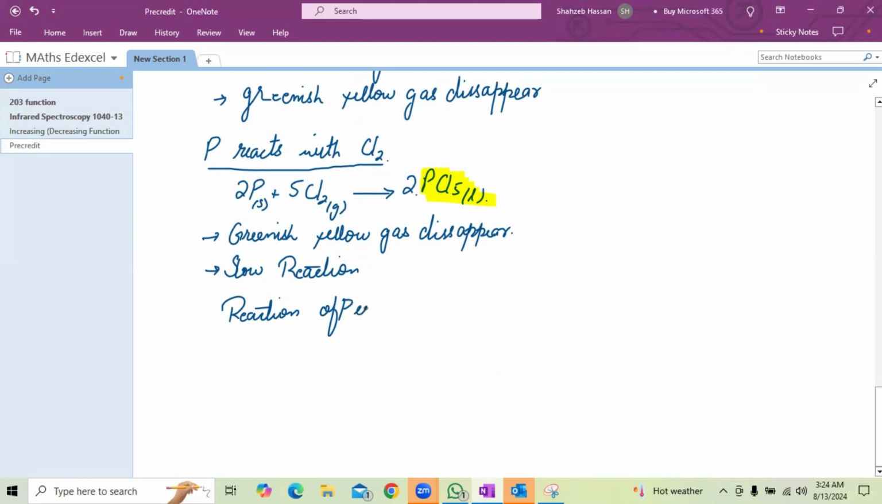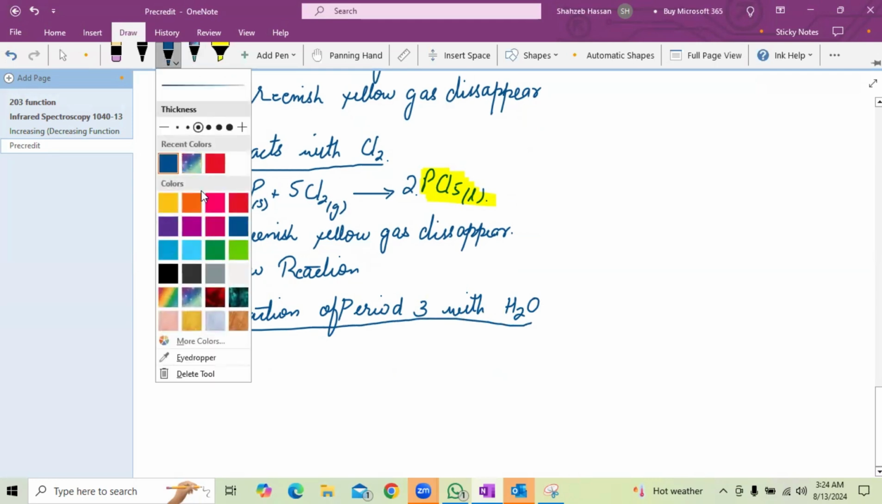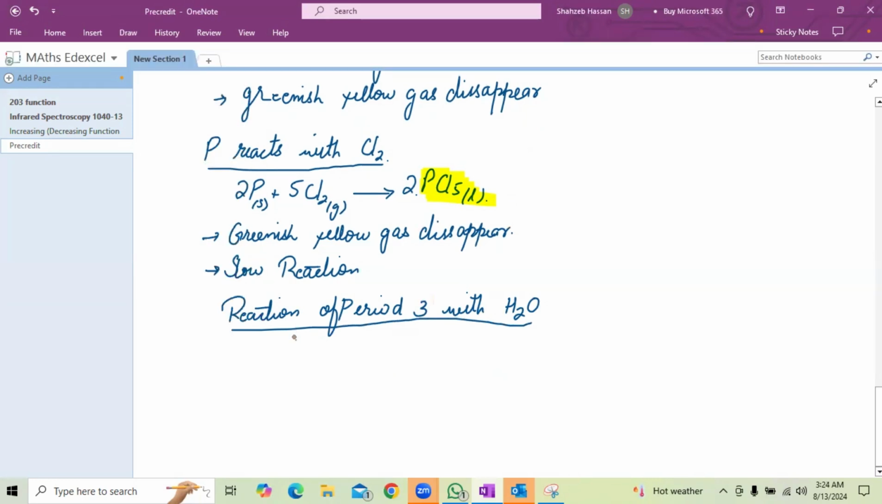Okay. So now let's move further towards the reaction of period 3 with water. So first of all, let's start with the discussion of the reaction of sodium, which is in solid state, and that is going to react with water. So what is it going to form when sodium reacts with water? This is the reaction that you have studied in your grade 11 as well.